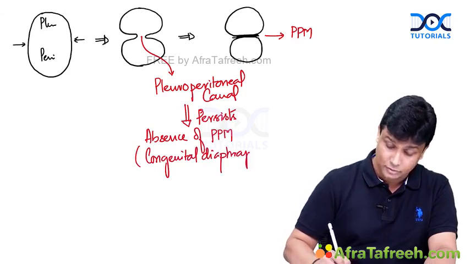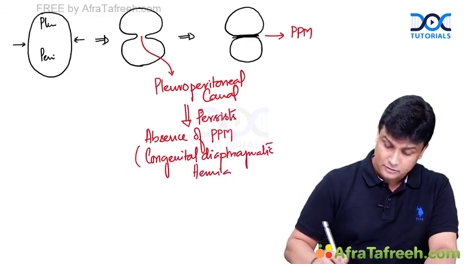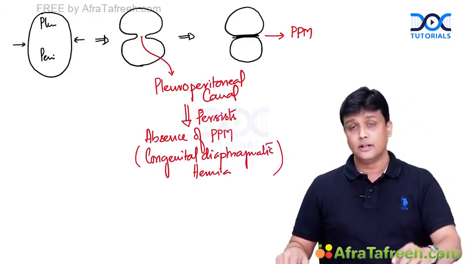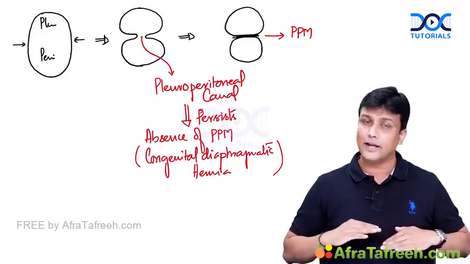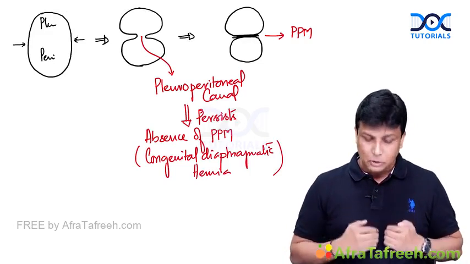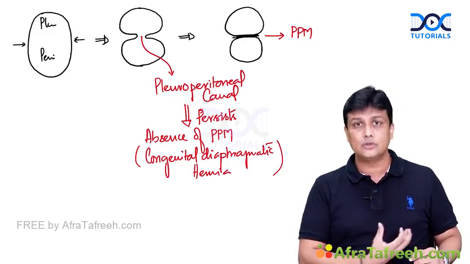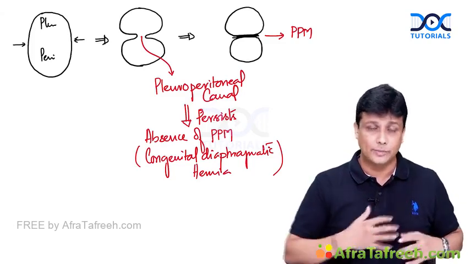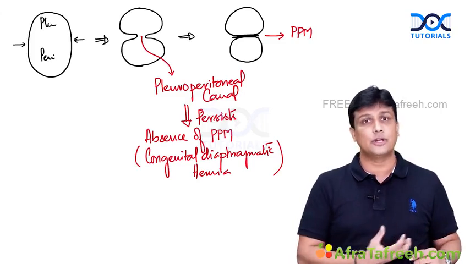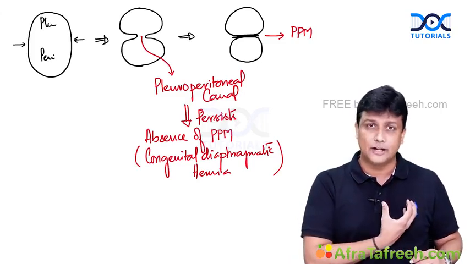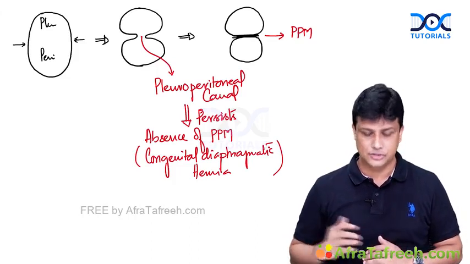Very, very much important. Many a times this question has been asked in your exams. Okay, congenital diaphragmatic hernia. And in this, what is going to happen? All the contents in the abdomen, because the diaphragm is not formed properly, the pleuroperitoneal canal is still persisting, the structures present in the abdomen are going to herniate into the thorax. Why? Because during development, the pressure in the abdomen will be more. So these structures are going to herniate into the thorax, and they are going to compress the lung. There will be lung hypoplasia and all those.